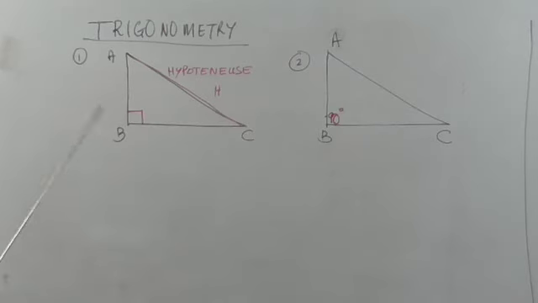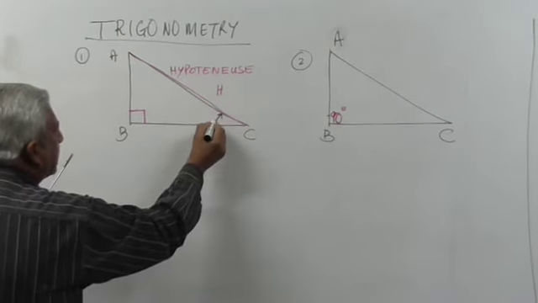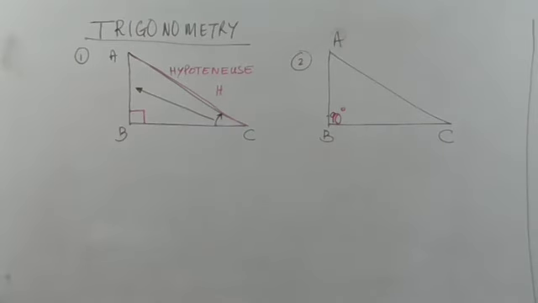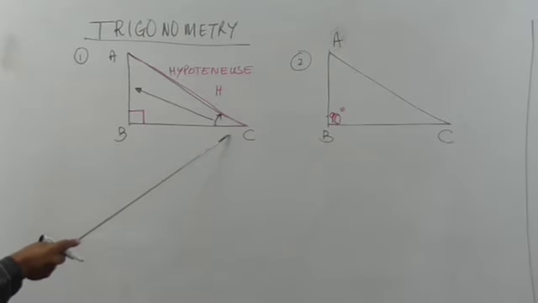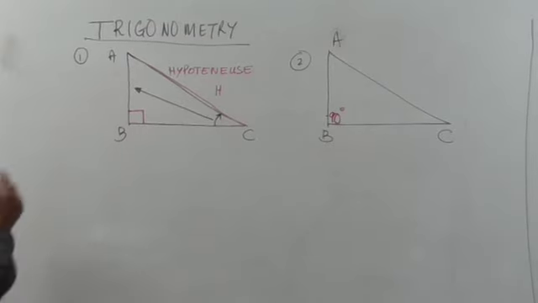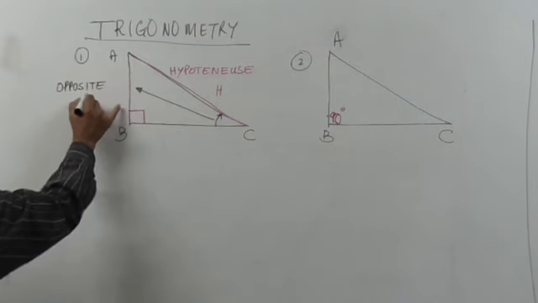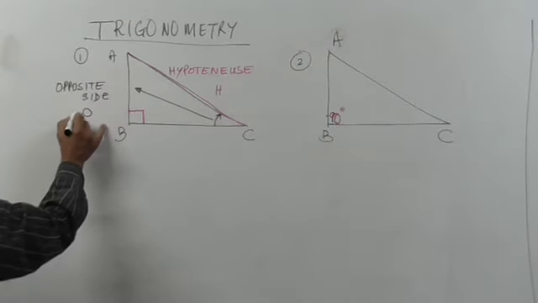Now, the words opposite and adjacent. It depends from which angle you are looking. Let's say we are looking from angle C. You will always be looking from one angle at a time. So if you're looking from this angle, then that's the hypotenuse and that is the opposite side, and in short, we're just going to call it O in brackets.